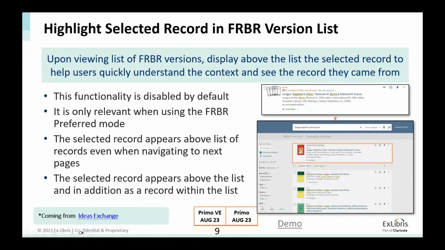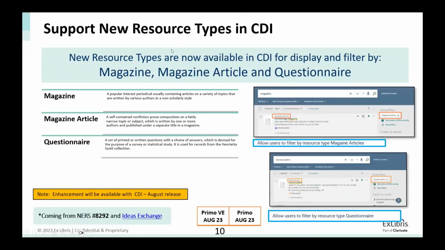Okay. Next is to share with you that new resource types are now available from CDI: magazine articles and questionnaire. Questionnaire is actually coming from the idea. Magazine and magazine article, we saw this year in the NERS and last year in the NERS, therefore it's part of the roadmap.